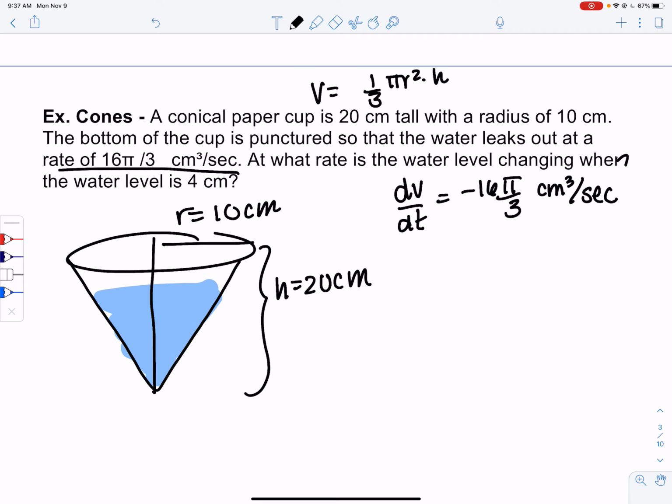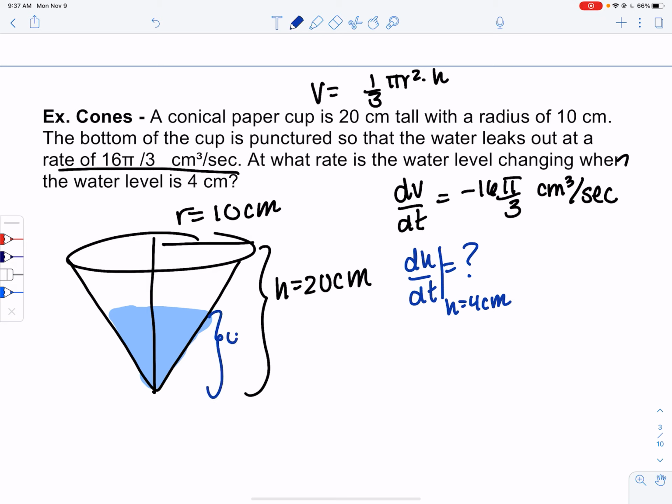And they're asking me for dh/dt. Okay, I'll put it in blue. dh/dt, what is that when h is 4 centimeters? So that means that at some point the water is going to leak enough so that the water level goes down to 4 centimeters, and then we're asked for what is that rate.